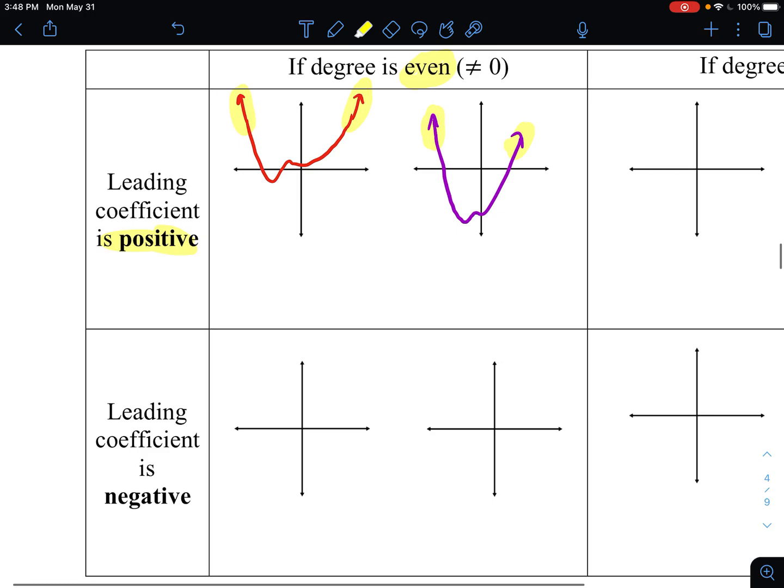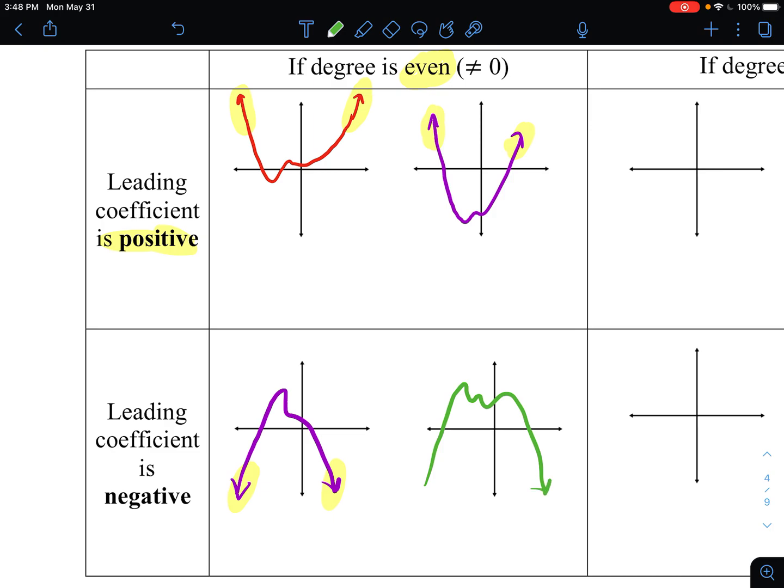If the leading coefficient is negative, it would look like one of these graphs, but upside down. Maybe it would look something like so. This would be a possibility for a polynomial graph with even degree but negative coefficient in the front. Or maybe it looks something like so. This would be a possibility, has some wiggle to it, but eventually on the left and on the right, it's at the bottom pointing down. So all of these have end behavior that would be like x squared or like negative x squared.